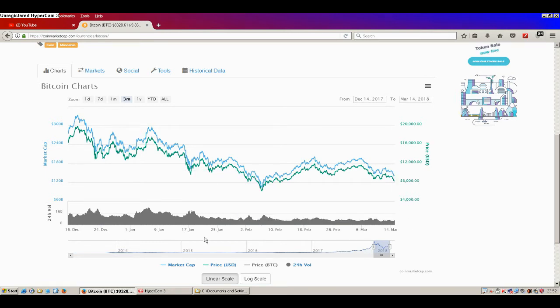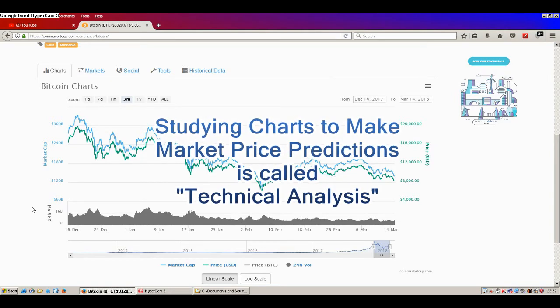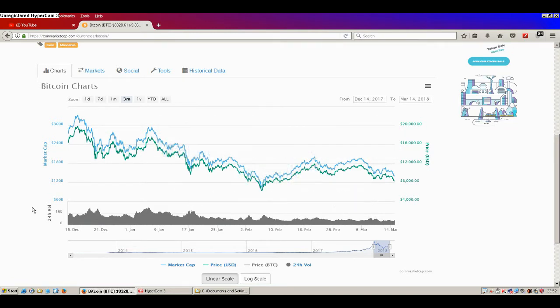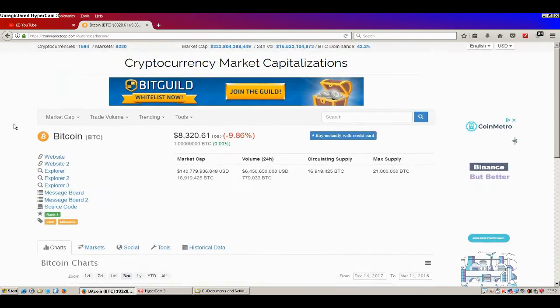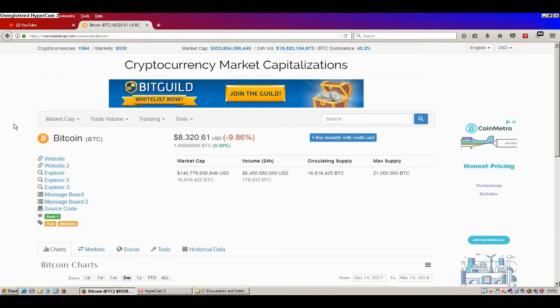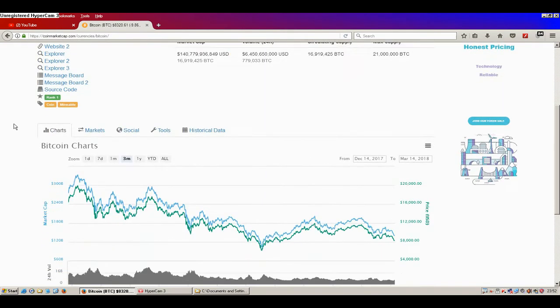So the real story, what I wanted to tell you, was I wanted to look at the Bitcoin chart and just explain what's happening a bit. Now, when you look at charts, it's called technical analysis. This is just a plain line chart, but you also get candle charts. I'm not going to go into how to read candles, because that's another video. But anyway, this is a line chart on the coin market capitalizations website, coinmarketcap.com.